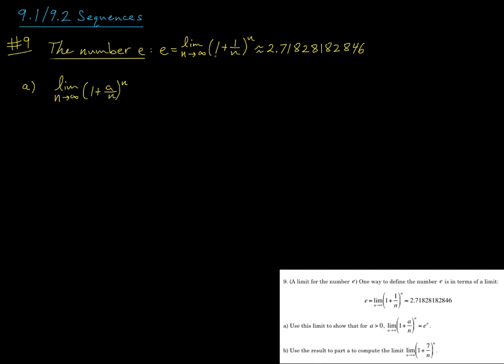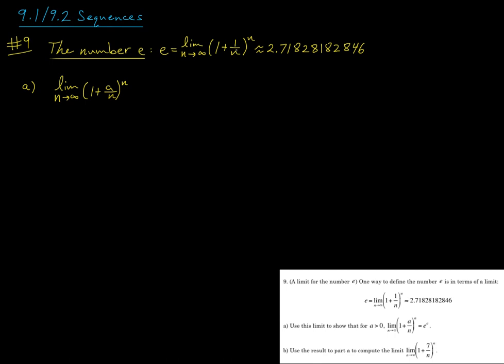Okay, so note here that for large n, this expression 1 plus 1 over n is going to be a number just a little bit over 1. And then we're raising it to a really large power. And so what's that going to give us? Well, 1 raised to any power is 1. So something just over 1 raised to a really large power will be something, well, more than 1.